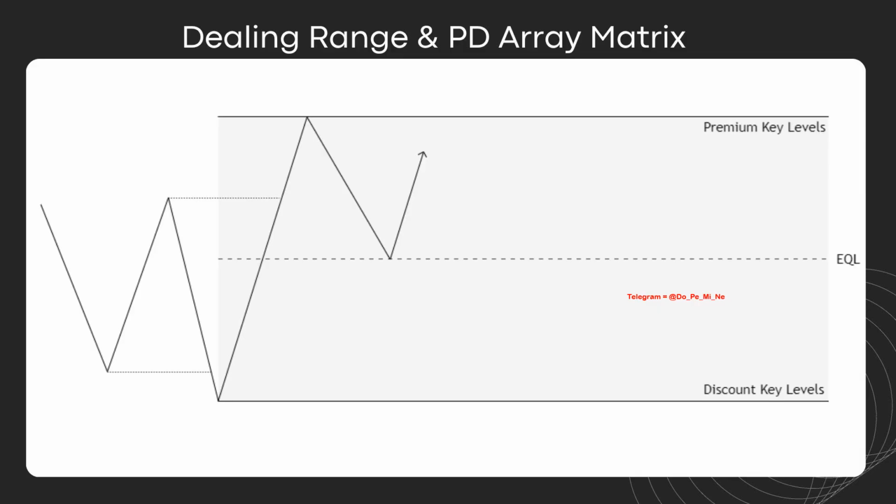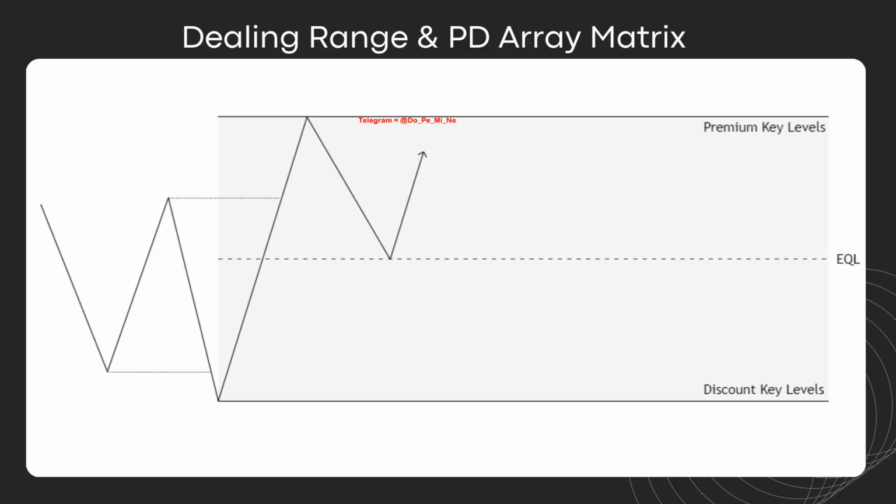In order to clear up that confusion and be more familiar with the market dynamics, we're going to use this dealing range and PDRA matrix, and divide this range into two halves with discount and premium, which also means that the key levels have now been classified into two groups. So we've got the discount key levels, meaning the key levels that are in the discount region, and then the premium key levels, which are in the upper half of this dealing range.